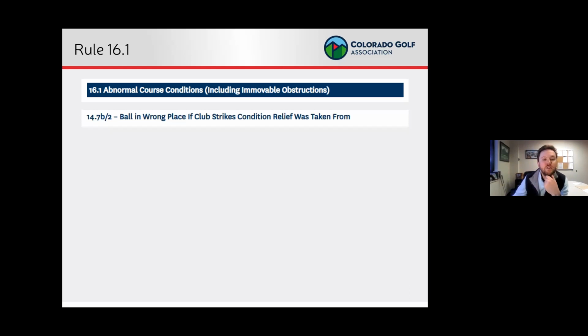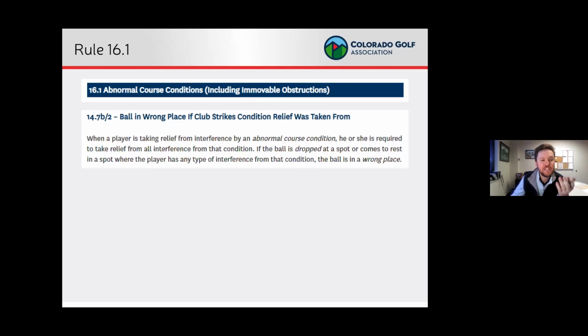All right, and we kind of shift to, let's look at 14.7 right quick, and this gives more understanding behind this concept of ball in the wrong place if club strikes the condition relief was taken from. So I take relief from a cart path, but I don't do it right. I drop the ball in the relief area, or probably the incorrect relief area, where I would still hit the cart path. Well, I didn't take complete relief from the cart path because my club ends up hitting it. So I did not take complete relief from any perceived interference prior to dropping it and putting it in play. And after I put it in play, I certainly didn't have complete relief because I hit the cart path.